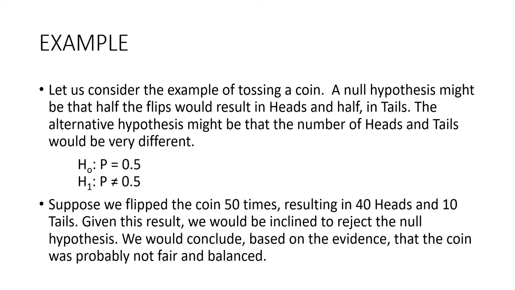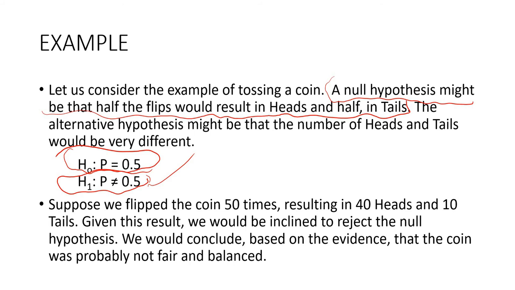Let us consider the example of tossing a coin. A null hypothesis might be that half the flips would result in heads and half in tails. That's what we can assume. This is a null hypothesis. The alternative hypothesis might be that the number of heads and tails would be different. When you toss 10 times or 100 times or 50 times, the number of heads and tails coming can be different. That is the alternative hypothesis. So for the null hypothesis, the probability is 0.5 for head or tail. For H1, the alternative hypothesis, it is not equal to 0.5.